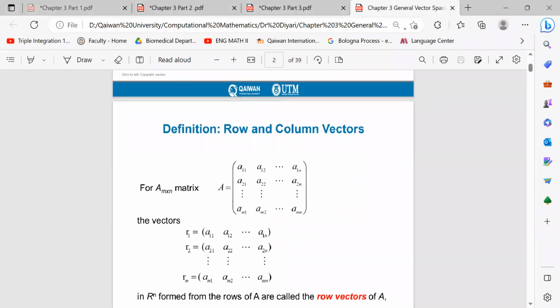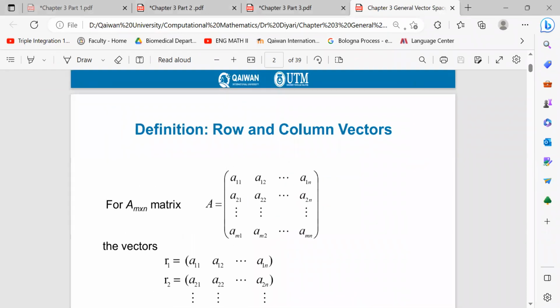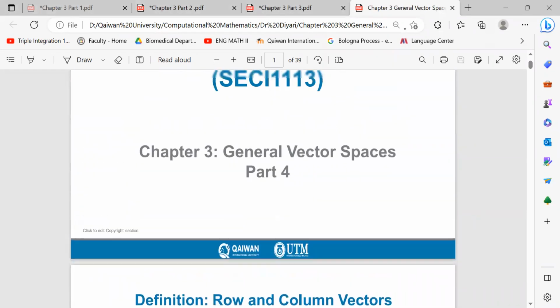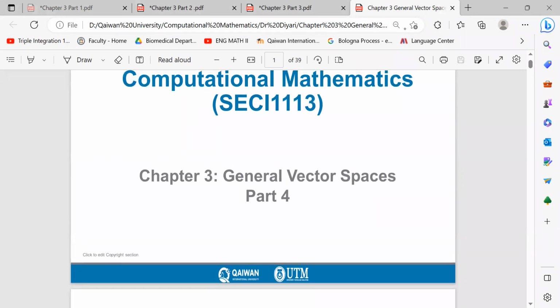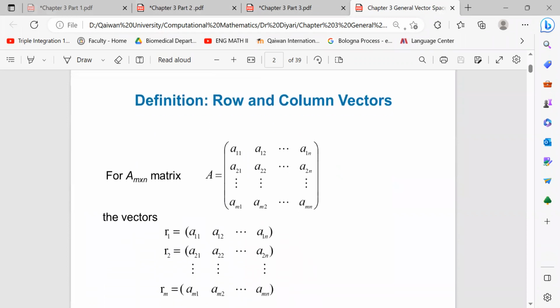In this chapter, we talk about row and column vectors, and also we talk about rank and basis of matrices. Here we have row and column vectors. For any matrix, to find the row vectors and column vectors, we say the row vectors are the list of all rows of the matrix. For example, here matrix A is an m by n matrix.